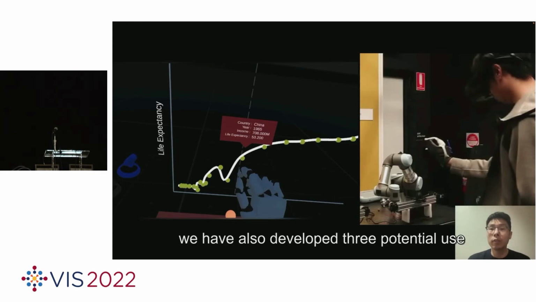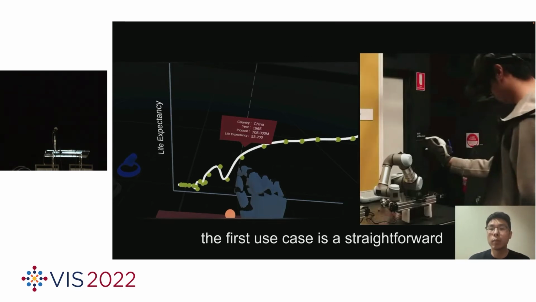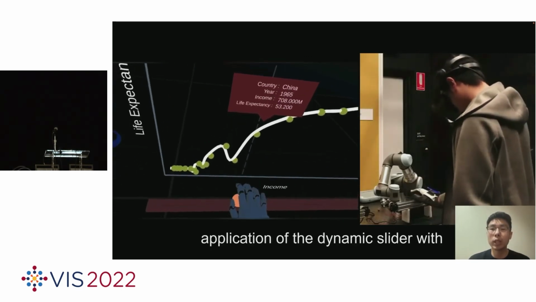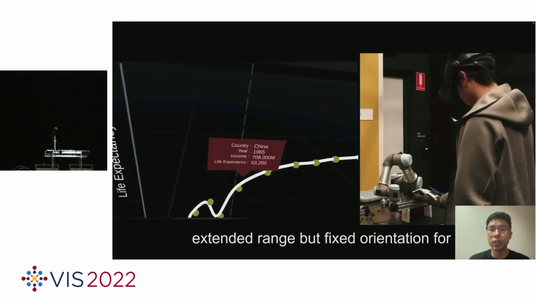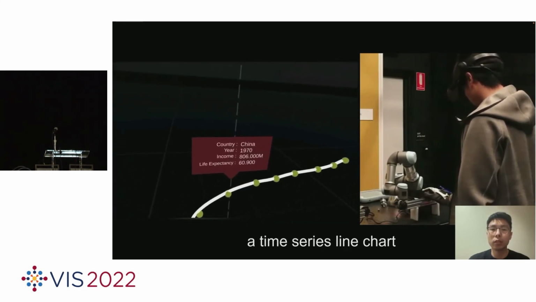We have also developed three potential use cases of our dynamic slider. The first use case is a straightforward application of the dynamic slider with extended range but fixed orientation for a time series line chart.